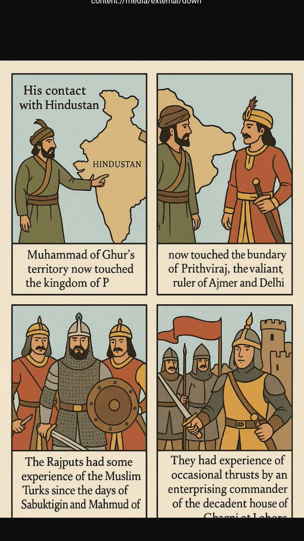Because of all this, the Rajputs had lots of signs that war was coming. But even with this knowledge, they did not unite or act wisely. So when Muhammad of Ghur finally attacked, they were still not fully ready, even though they should have been.